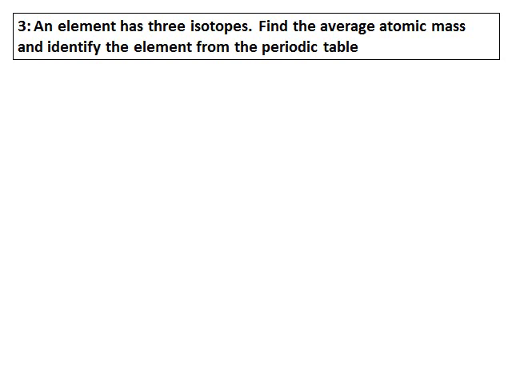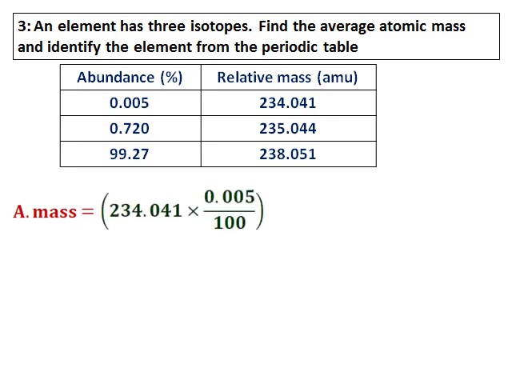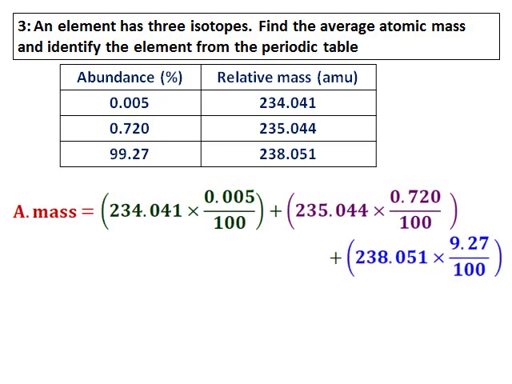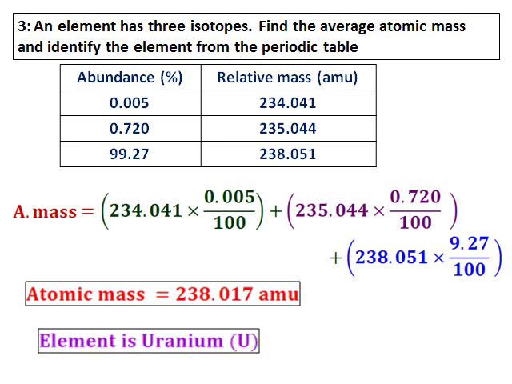So the next question is, an element has three isotopes. Find the average atomic mass and identify the element from the periodic table. In the table, the percentage abundance is given, and the relative mass is given. This is nothing different. It is similar to the question given before. Use the formula, calculate the atomic mass, and the only difference is here we have three isotopes. So after you calculate the atomic mass, just refer to the periodic table and find out what the element is. And when you get the atomic mass as 238 and look at the periodic table, you will realize that this element is uranium.